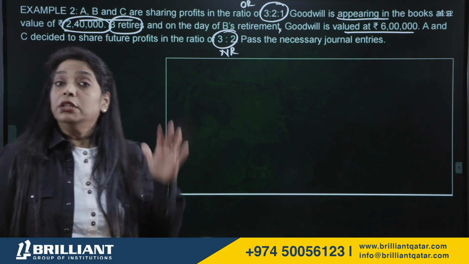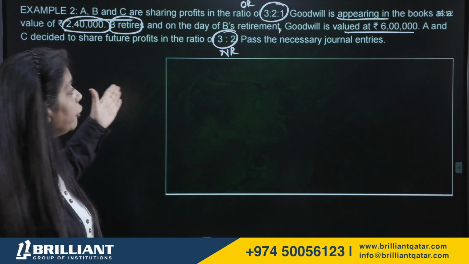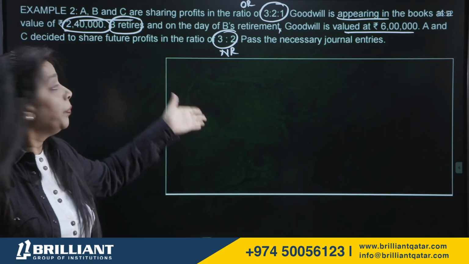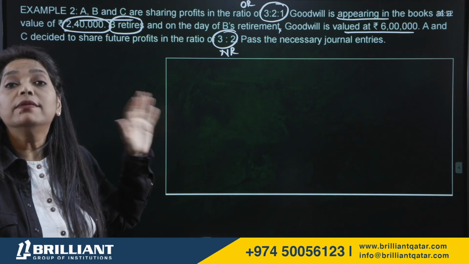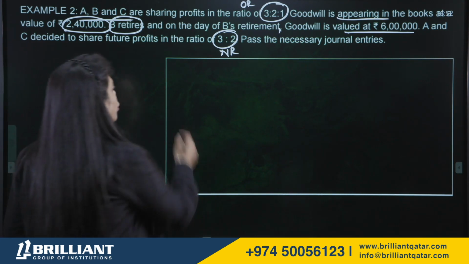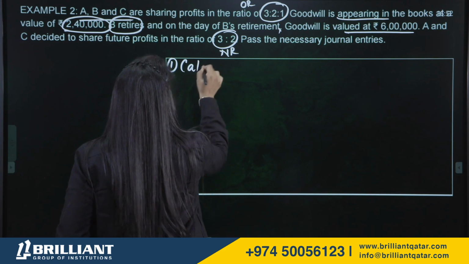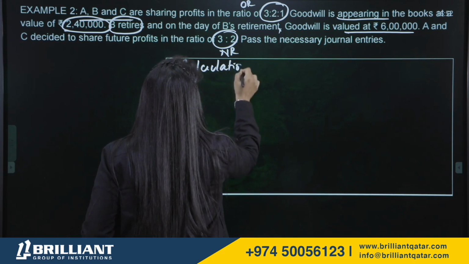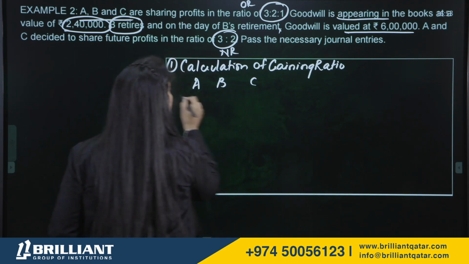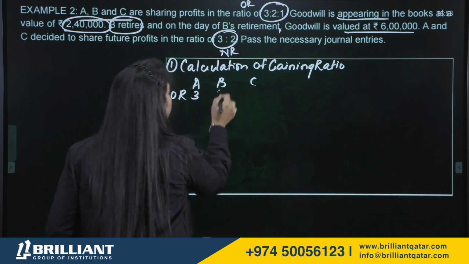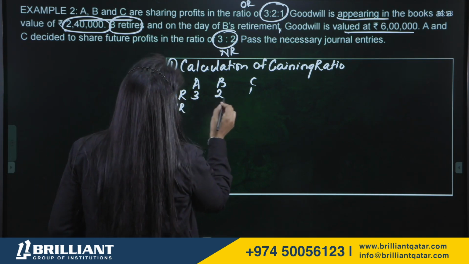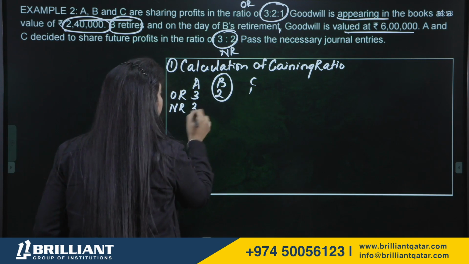As I told you earlier, the first step you need to look into your question is what is the old ratio? That's 3:2:1. What is the new ratio? That is 3:2. So from the old and the new ratio, what you're going to get is something called the gaining ratio. And the formula for gaining ratio is new ratio minus the old ratio. So first thing that you're going to calculate is the gaining ratio. You have three partners A, B and C. The old ratio that you have is 3, 2 and 1. B retires and the new ratio is 3:2.